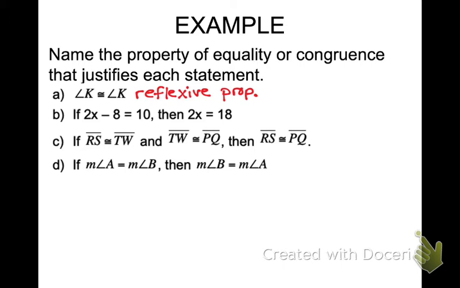B, what's happening from your hypothesis to the conclusion? Is it simplified? Not simplifying. Addition. We're adding 8 to both sides, right, to get rid of the minus 8. So addition.